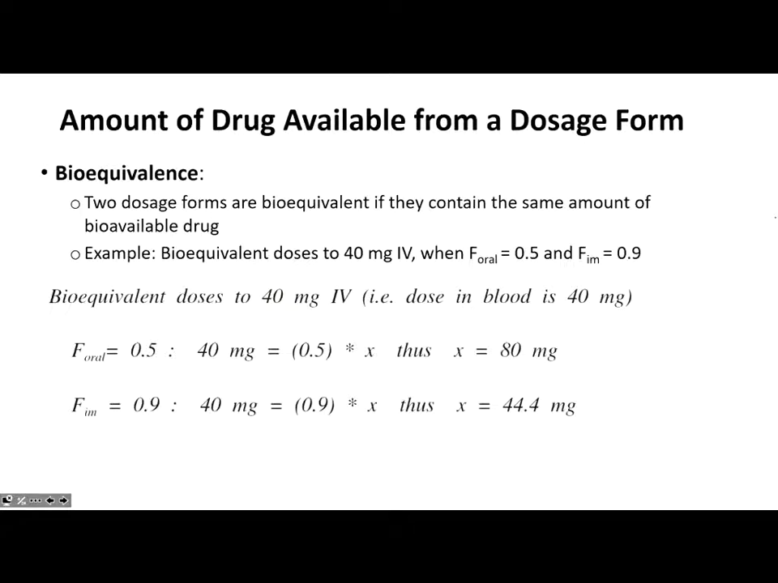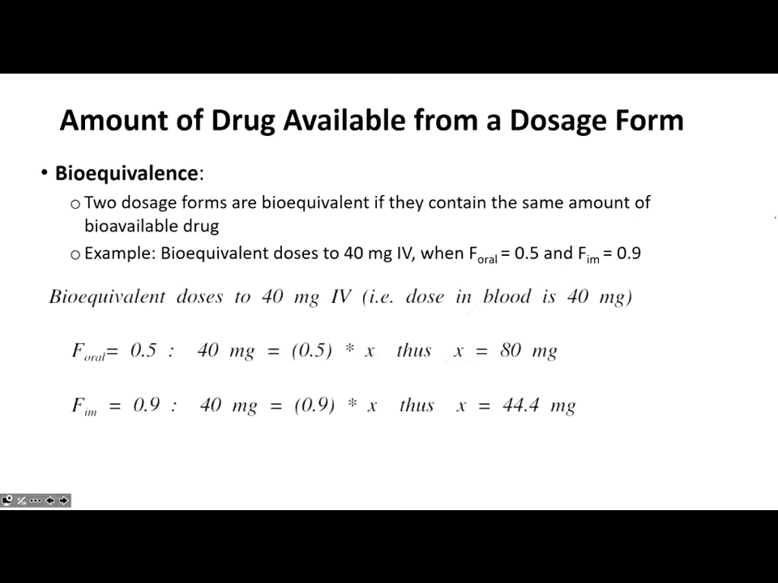So how do you do it? You use the same formula, that is the dose that reaches the blood is equal to the dose you give times its bioavailability factor. But what's different now is we know the dose we want to reach the blood. We want 40 milligrams to be in the blood. So for the oral form, we're going to say that 40 milligrams is equal to 0.5 times X. We don't know the dose, but we know we want 40 milligrams, and that only 0.5 of whatever the oral dose is is going to be what makes it.